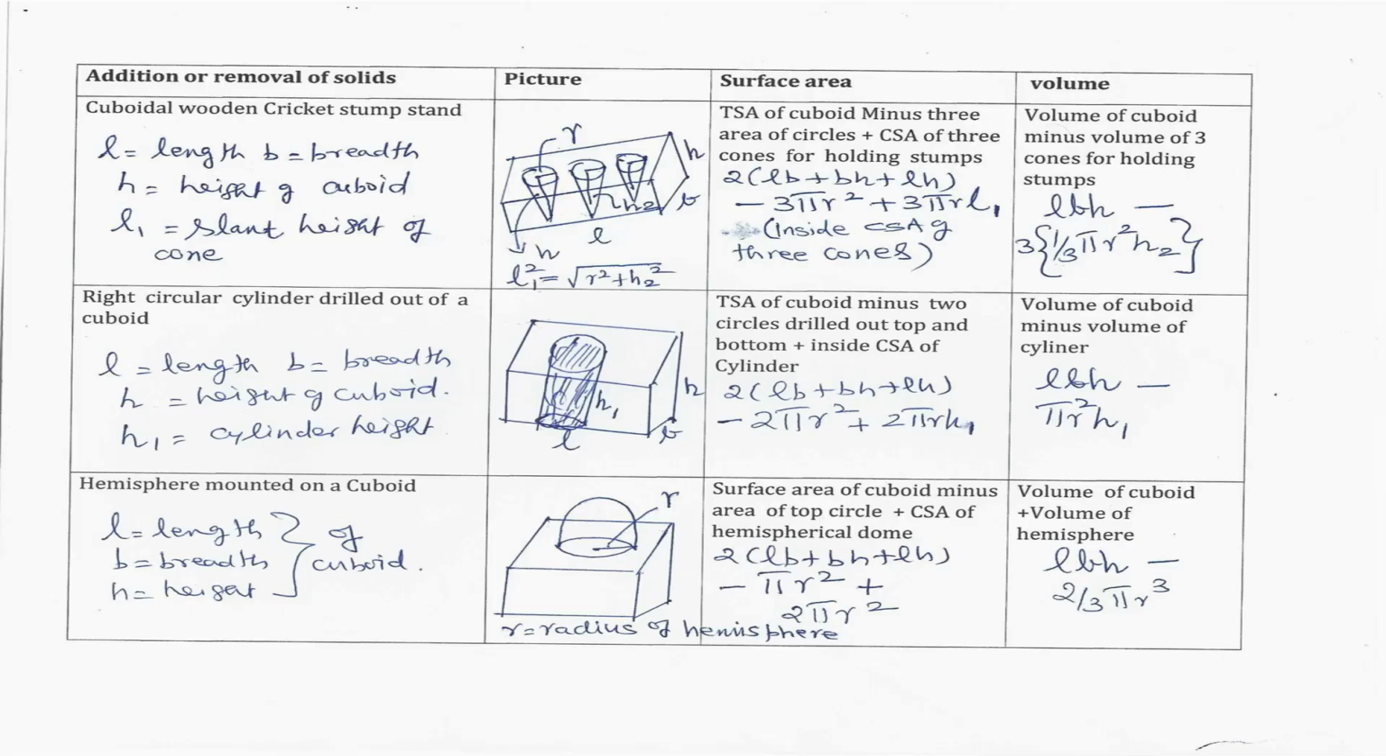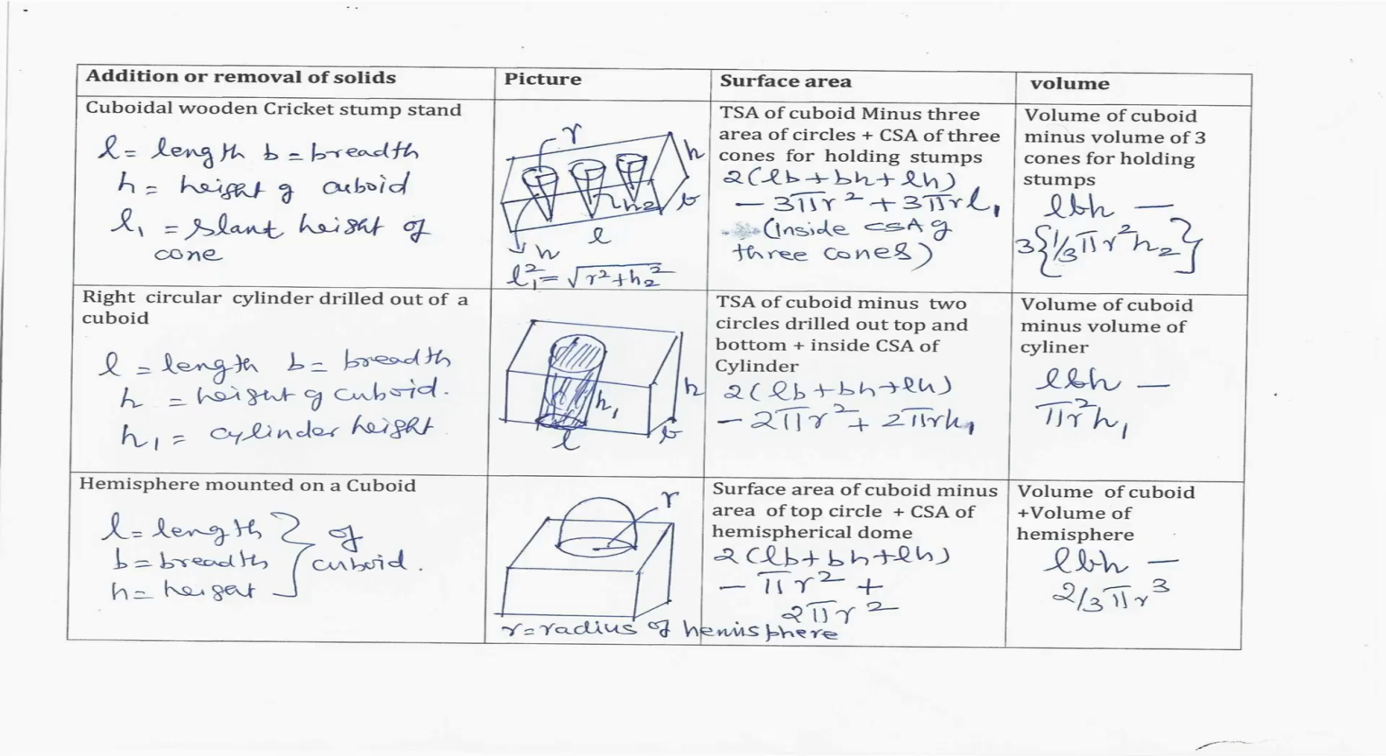Right circular cylinder drilled out of a cuboid. Total surface area of cuboid minus 2 circles drilled out top and bottom plus inside curved surface area of cylinder, that is 2 bracket LB plus BH plus LH bracket closed minus 2 pi r squared, 2 circles drilled top and bottom, plus 2 pi r h1, curved surface area of the inside cylinder. Volume is volume of cuboid minus volume of cylinder, LBH minus pi r squared h1.